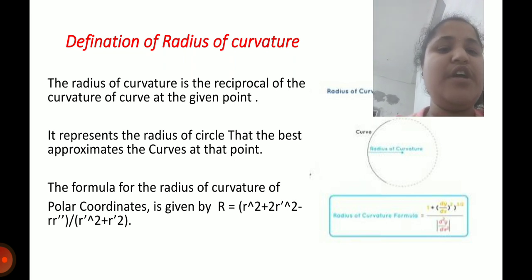The formula for the radius of curvature in polar coordinates is given by (r square plus r dash square) whole to the power three by two, divided by r square plus 2 r dash square minus r into r double dash.